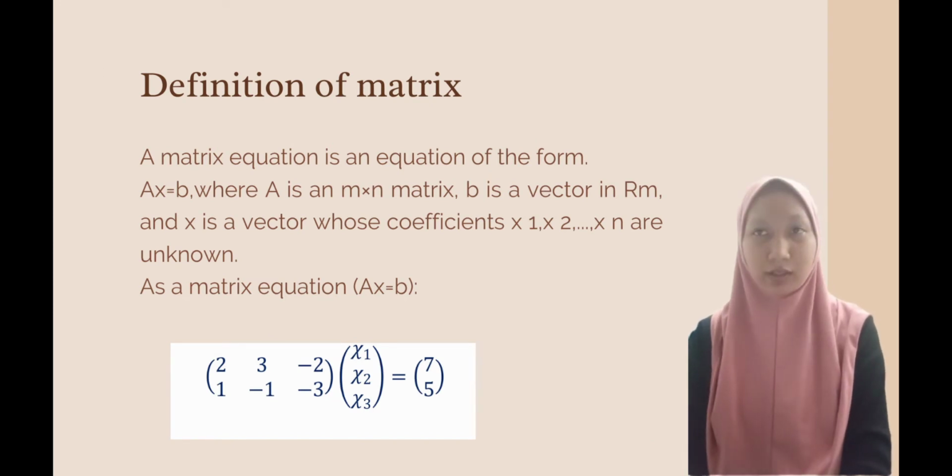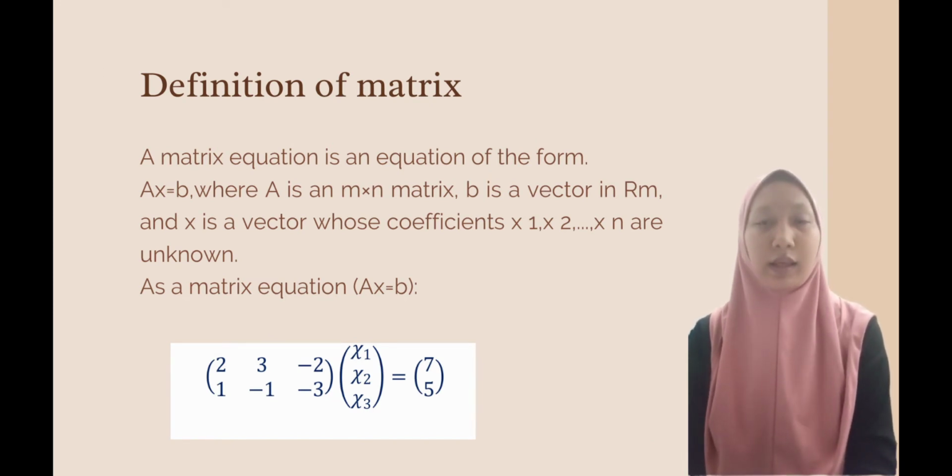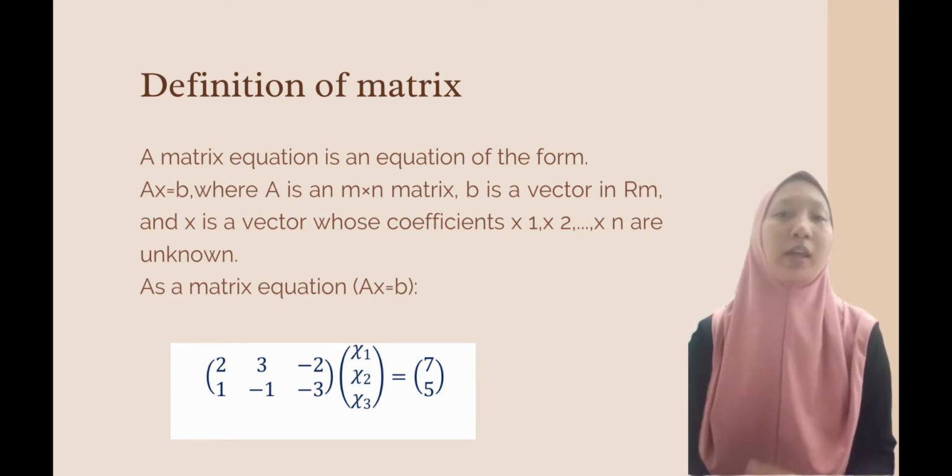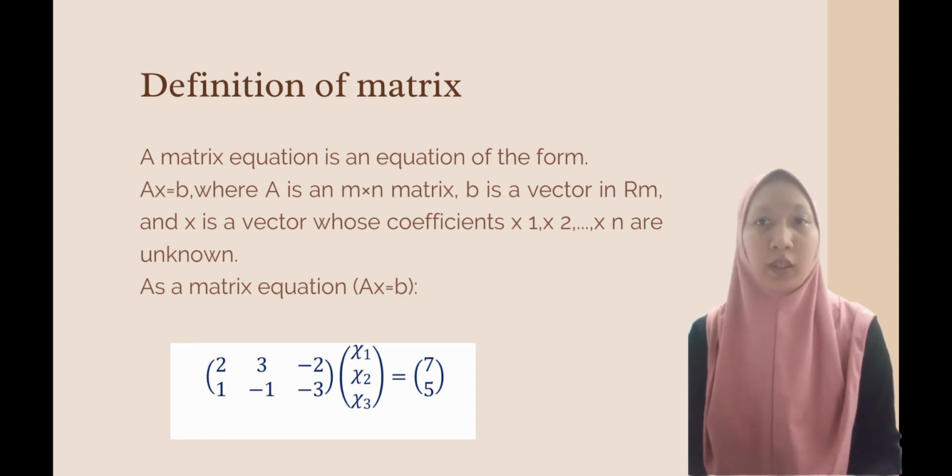Definition of a matrix equation. A matrix equation is an equation of the form AX equals B, where A is an M by N matrix, B is a vector in Rn, and X is a vector whose coefficients are, for example, x1, x2, and so on.